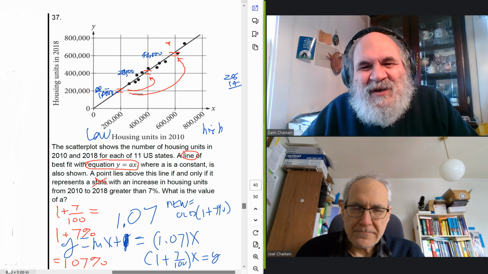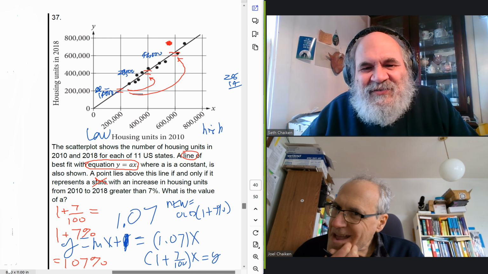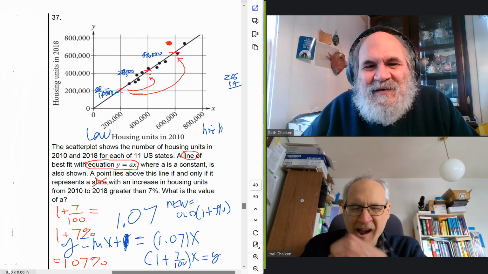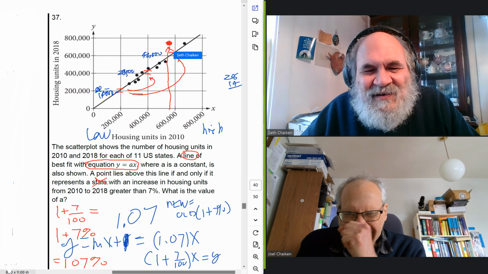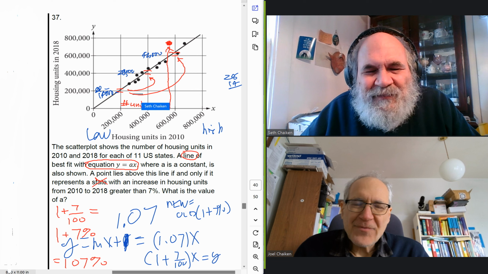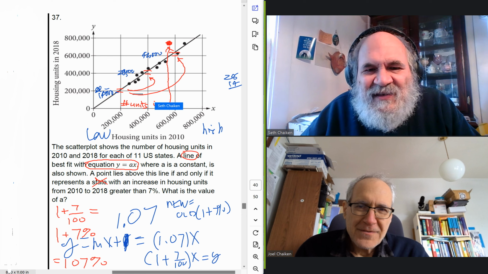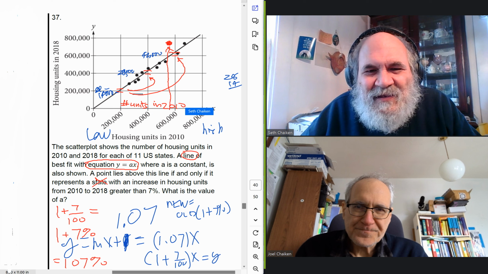So a point represents some increase of housing units. And so what is it? Suppose this is the number of units in 2010.